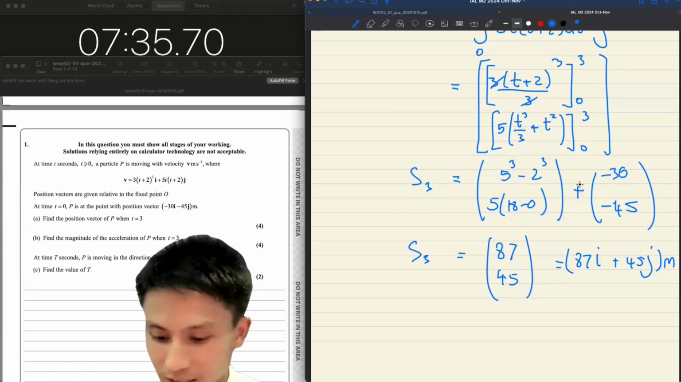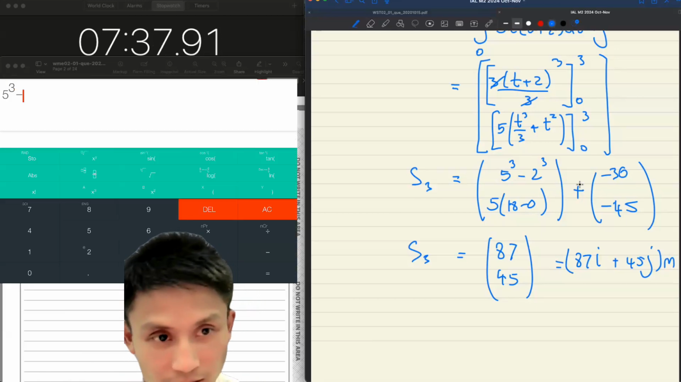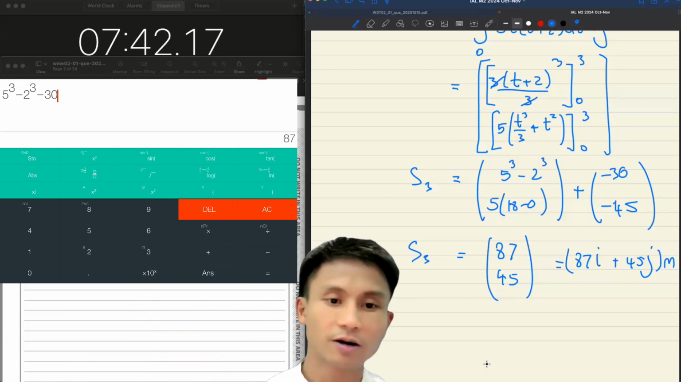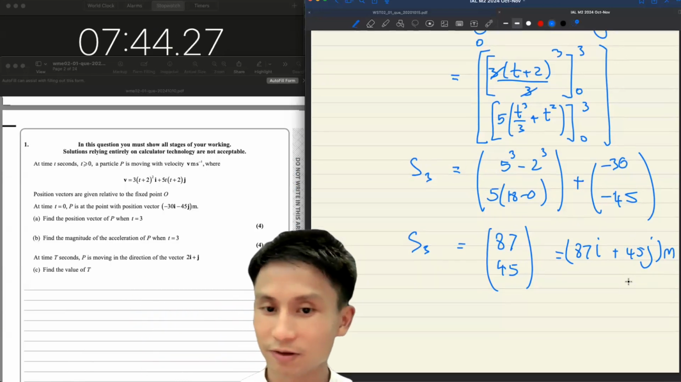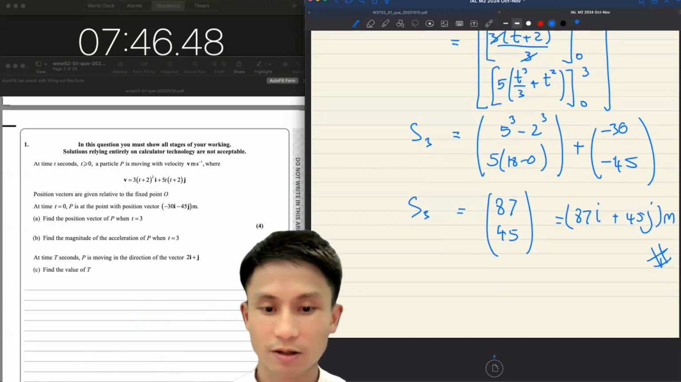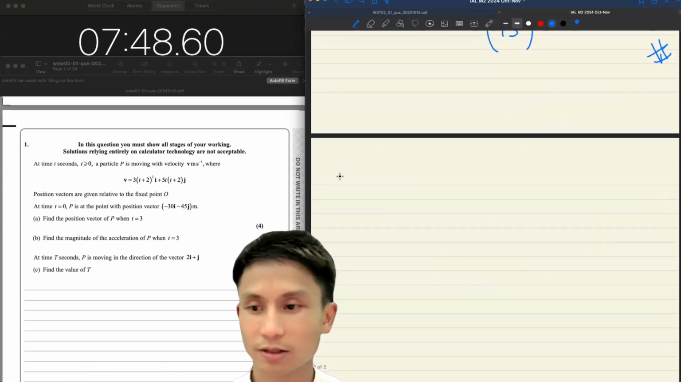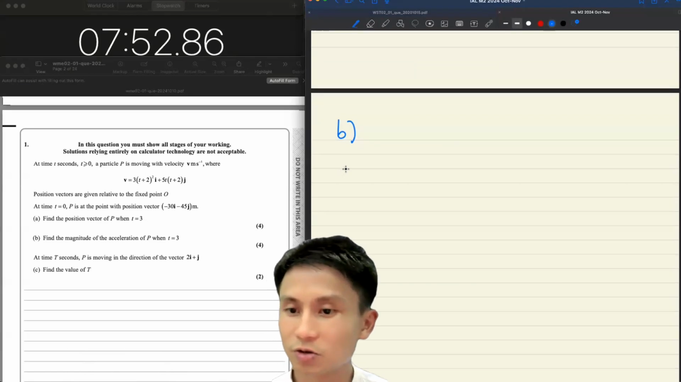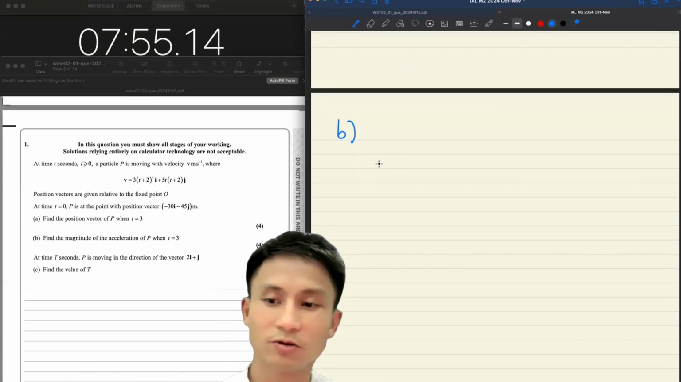Okay, so let's check that again, actually. Yeah, 87. All right, so that's the answer for the first one. Okay, the second one, part B, I mean, this is part A. Find the magnitude of the acceleration of p when t equals 3.